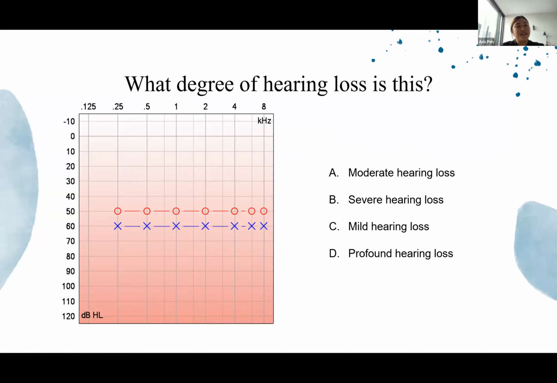So the next question is, what degree of hearing loss is this? A is moderate hearing loss, B, severe hearing loss, C, mild hearing loss, and D, profound hearing loss. I'll give you a hint and a reminder for this question. Mild hearing loss is between 20 to 40 decibels. Moderate hearing loss is between 45 to 65 decibels. Severe hearing loss is between 70 to 90, and profound hearing loss is 95 and beyond. Feel free to put your answers on the chat.